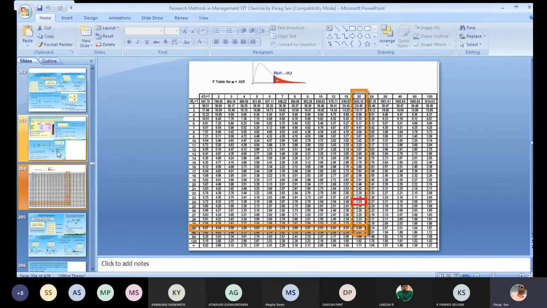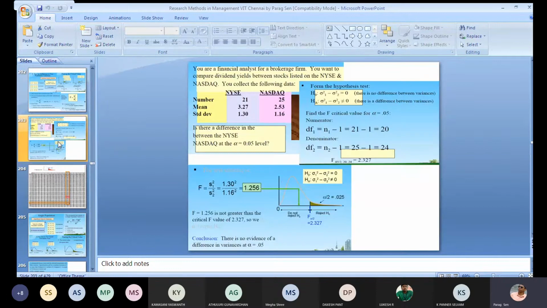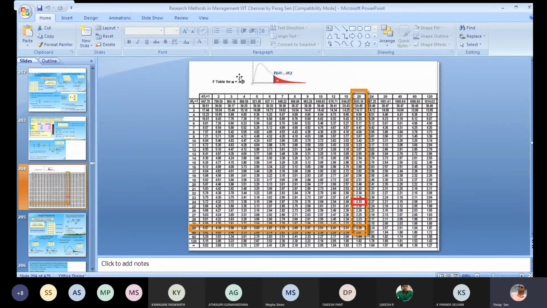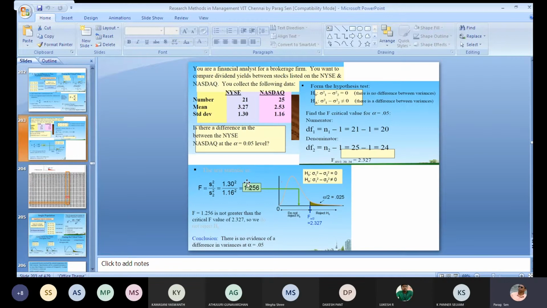Here it is 2.33. It is actually 0.05, meaning here it will be 0.025, because you are considering alpha by 2, because this is a two-tail problem. So you will be considering actually 0.025. So from the table, you can see the cutoff value is 2.33, and you have got 1.256.